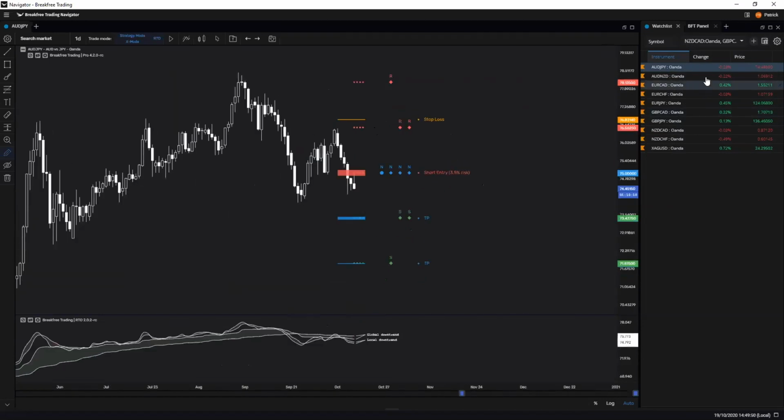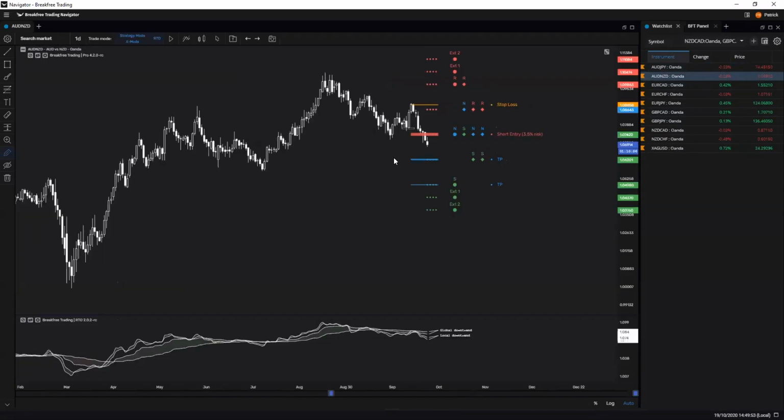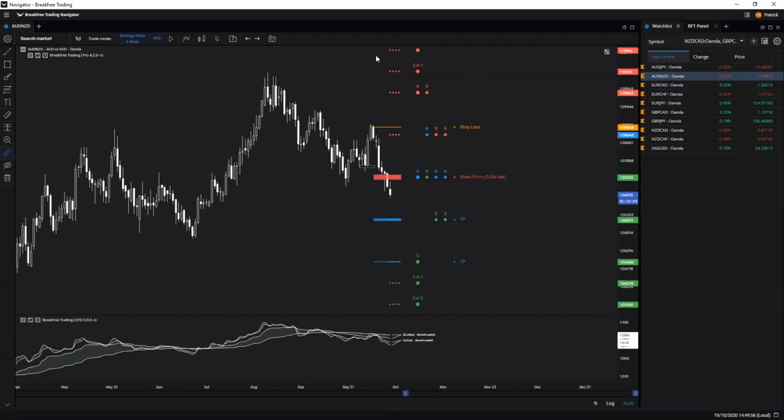But it looks like AUD NZD is looking good too. We might get an entry later on, so it might go to TP first and then go up for a retest, and then go further down to the TPs. So we'll see how that develops.